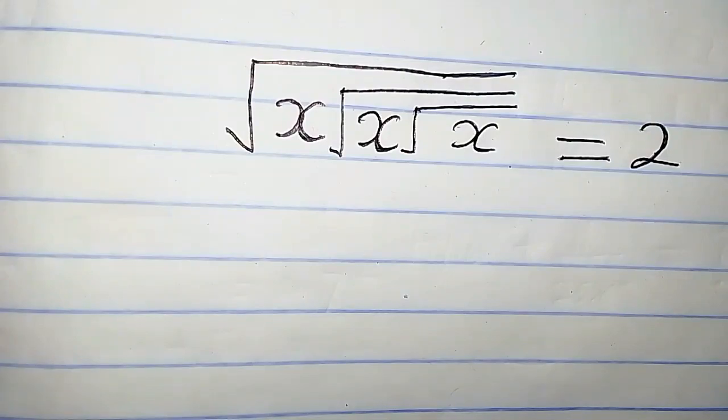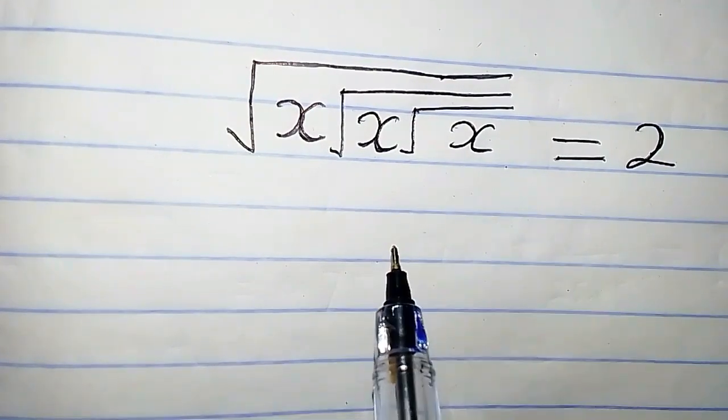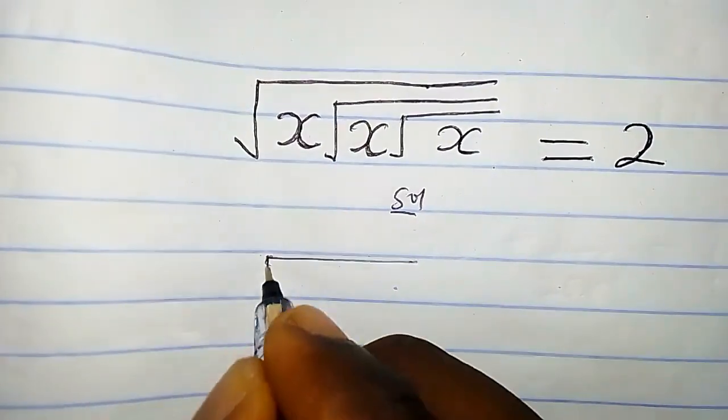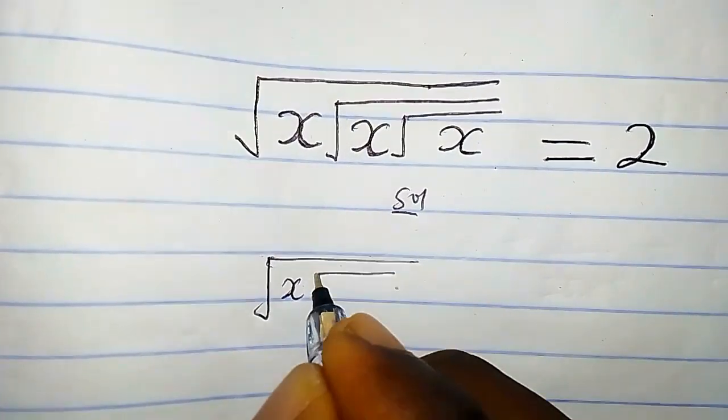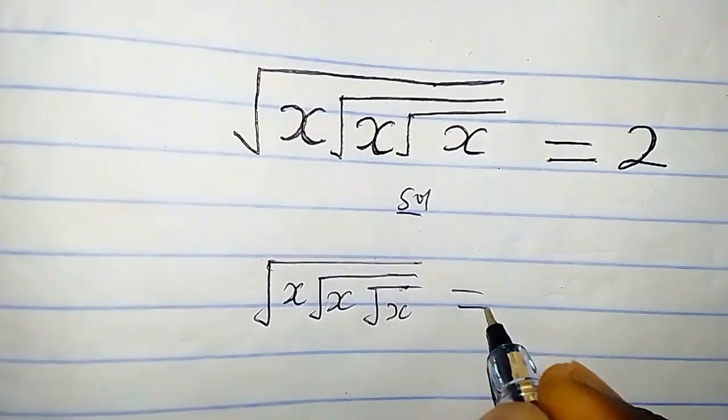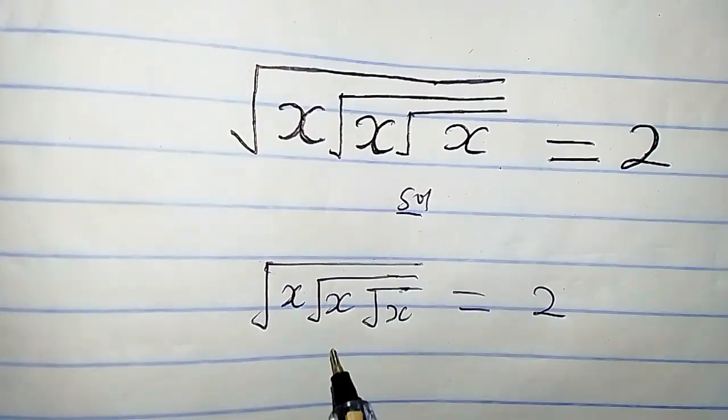Hello guys, how do we solve for x in this nested root problem? Solution. So we have square root of x times square root of x times square root of x, which equals 2. So let's simply square both sides of this equation.